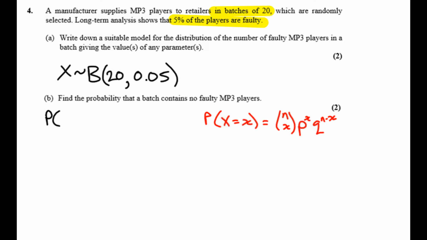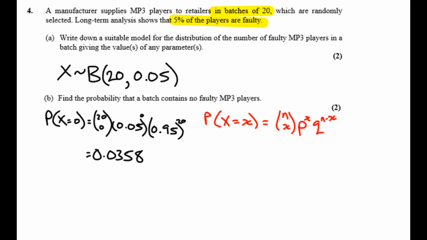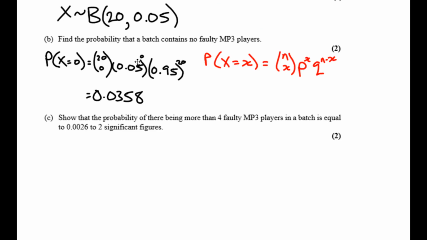Well, the probability that x equals 0 is going to be 20C0. Probability of success, that's my 0.05 to the power of 0. And probability of failure to the power of 20. Working this out on your calculator, 0.0358.